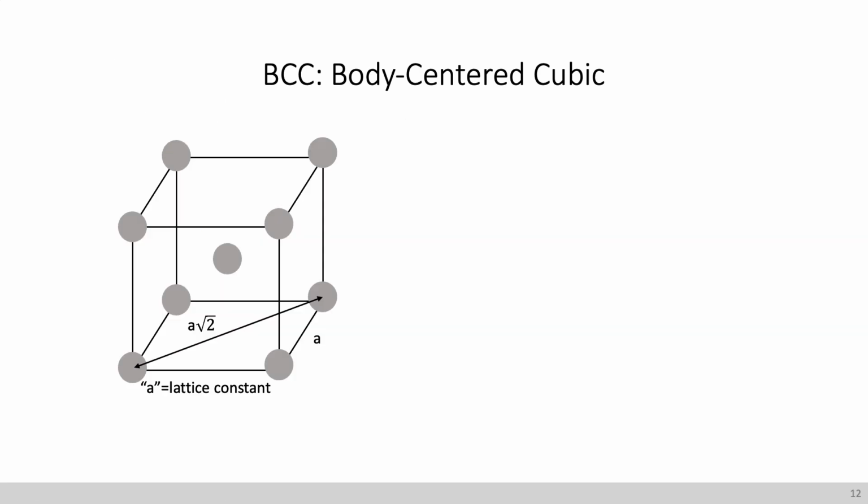Going on to BCC, body-centered cubic, we find that this is also very similar to the simple cubic structure, but instead we have a circle or sphere in the center of the cube. And therefore that's why it's called body-centered cubic, because we have an atom centered in the cube itself. Notice that we have here the A square root of 2, because this is still a cube structure with a lattice constant. There's a right angle, and so this length for the diagonal is A square root of 2.